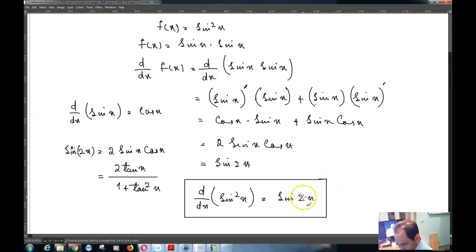So these were basically a couple of things related to polynomials and trigonometric functions. So basically we learned how to do different things in polynomials and trigonometric functions.